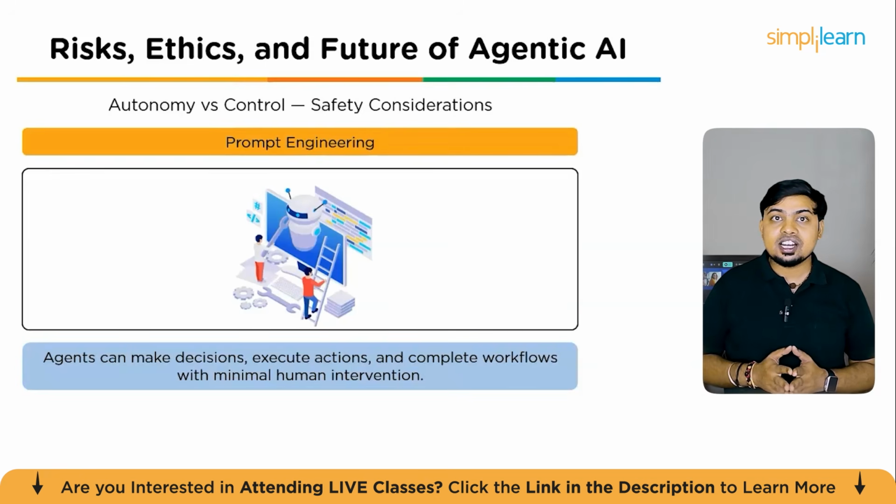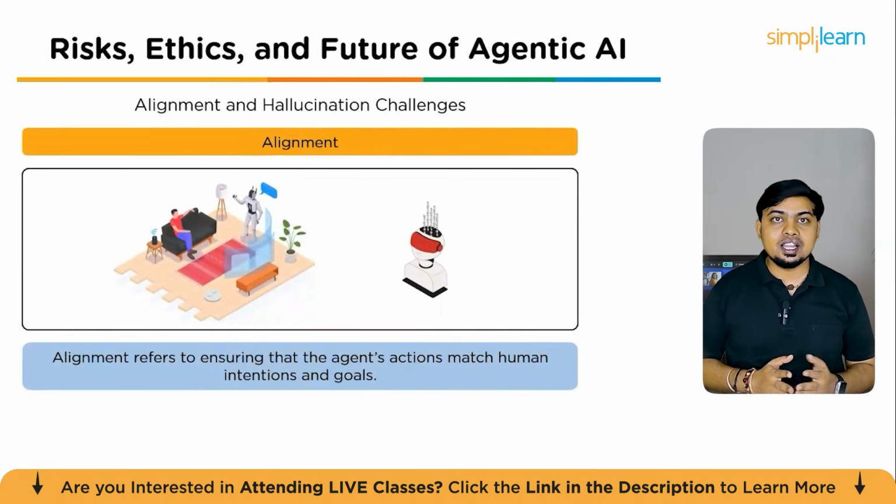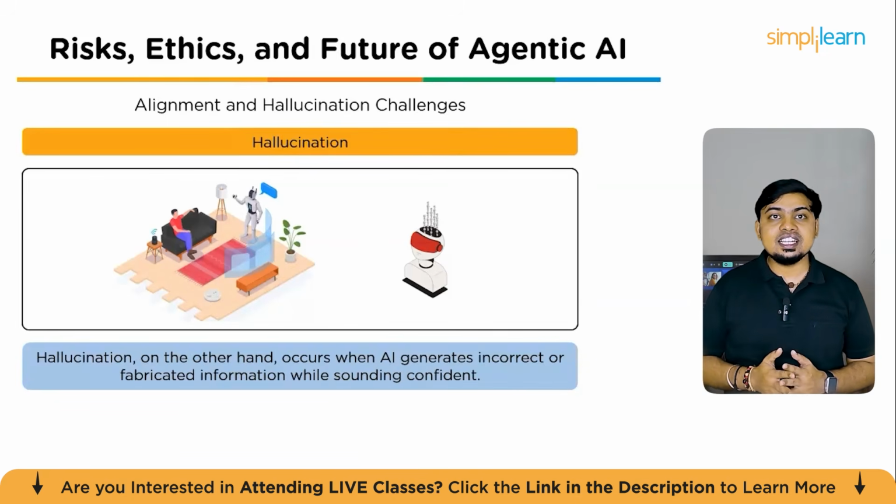Alignment and hallucination challenges are the next ones. Two major technical challenges in AI systems are alignment and hallucination. Alignment refers to ensuring that the agent's actions match human intentions and goals. Even a highly capable system can create problems if it optimizes for the wrong objective. Hallucination is when AI generates incorrect or fabricated information while sounding confident. This is especially dangerous in high-stakes domains like healthcare, finance, or legal systems.